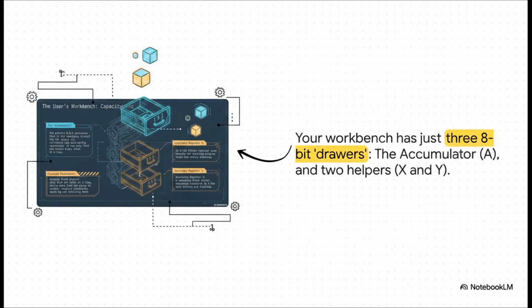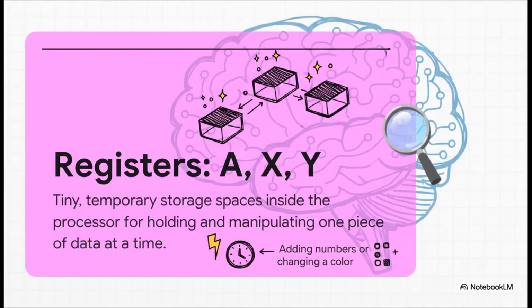And our workbench is, well, it's a little bit sparse. The people who designed the 6510 gave us just 3 little drawers to work with. You've got the main one, the accumulator, we call it A, and then 2 little helpers, X and Y. And here's the catch. Each of these drawers can only hold one tiny piece of information at a time, just 8 bits of data. Literally everything you want the computer to do has to pass through one of these 3 little spots.